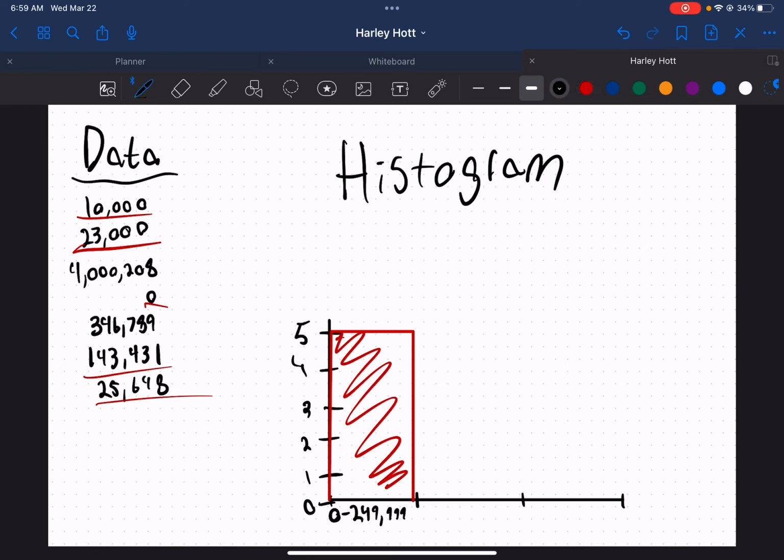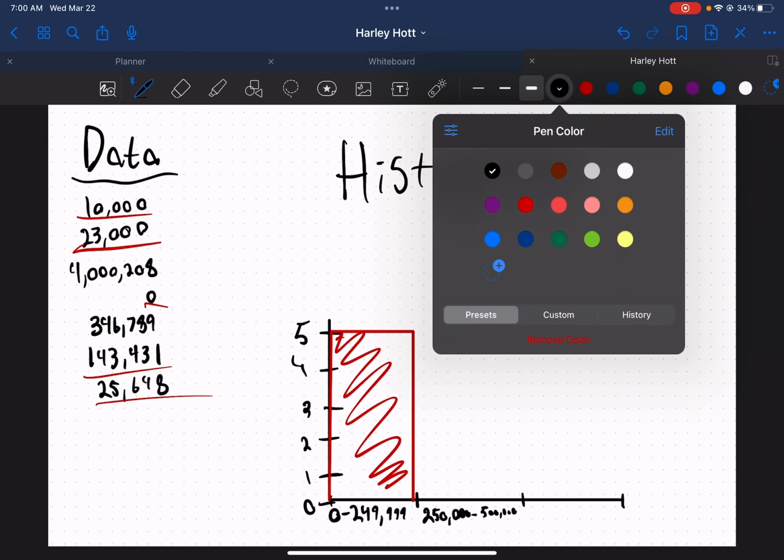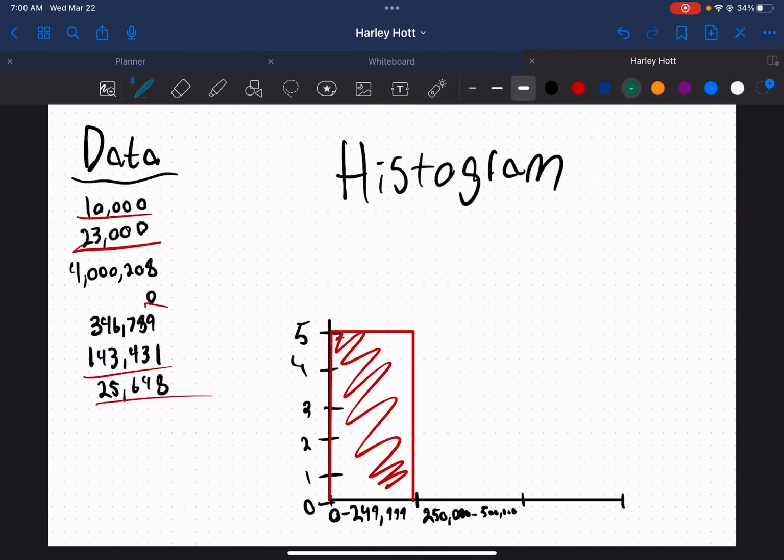My next thing, I'm going to create my next interval. The reason I didn't go all the way up to 250,000 is because my next interval is going to start right at 250,000. And it's going to go to 500,000. My next one, well, there is one data point in 500,000. One data point in 500,000. So I will just put a 1 right there.